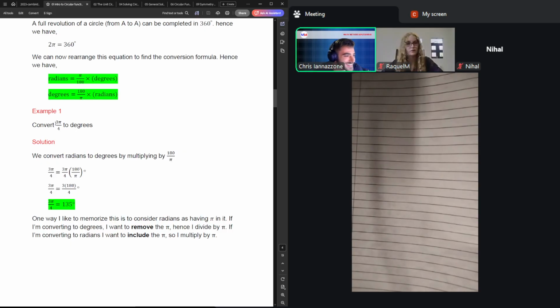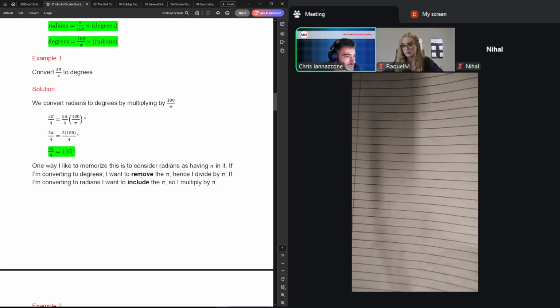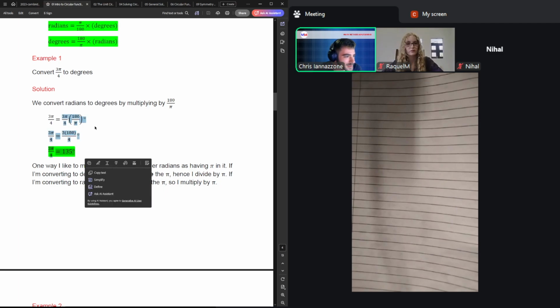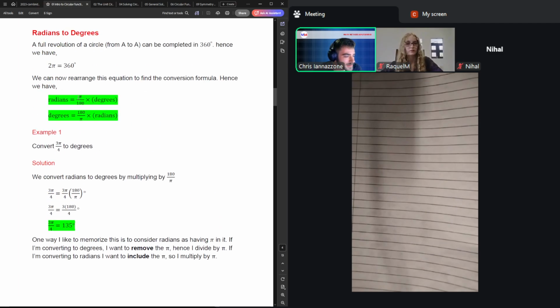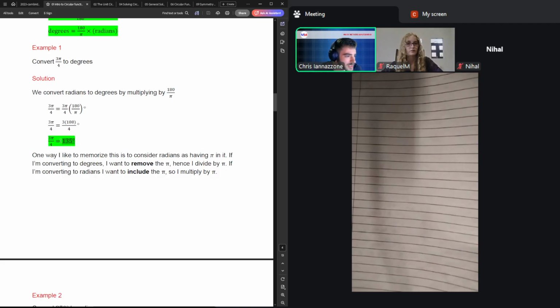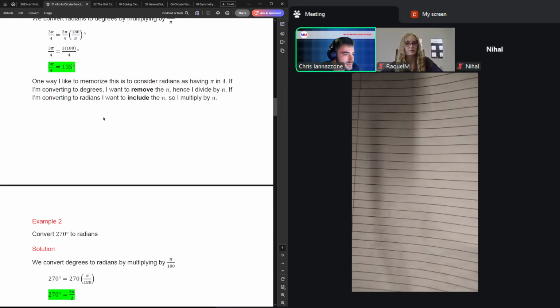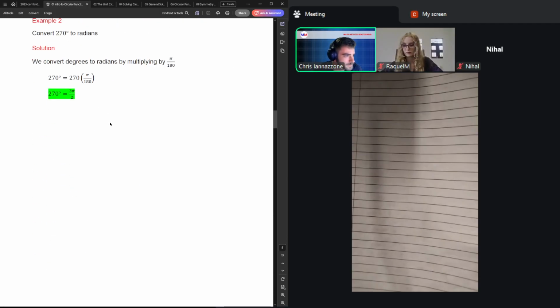Yeah, all we're doing is a multiplication here, effectively. I don't think we need to go into too much detail there. It's just if you want to go one way or the other, use the different multiplication to get there. You'll know you got it right if you don't have pi in your answer and you want degrees, or you do have pi in your answer and you want radians.